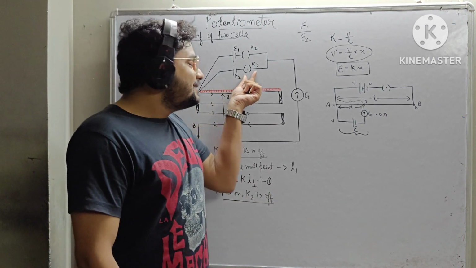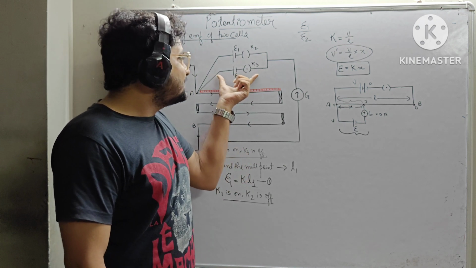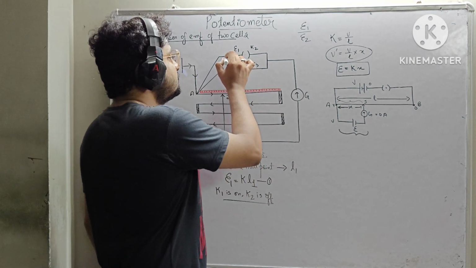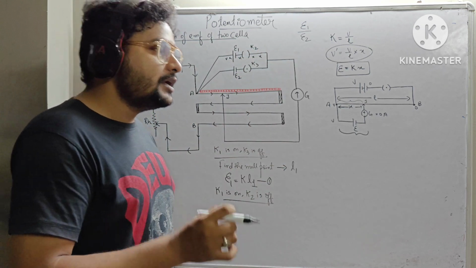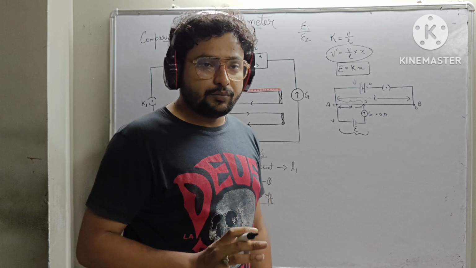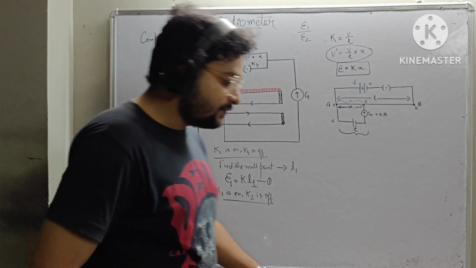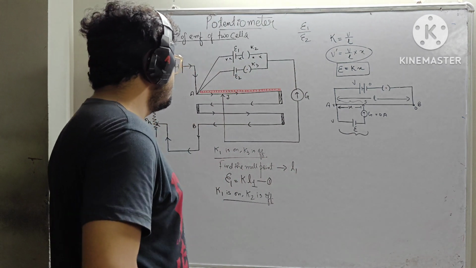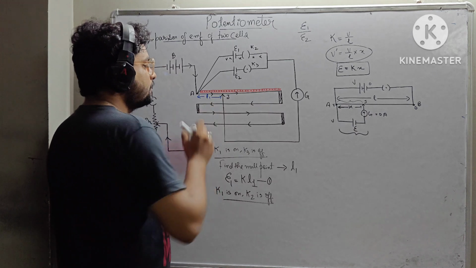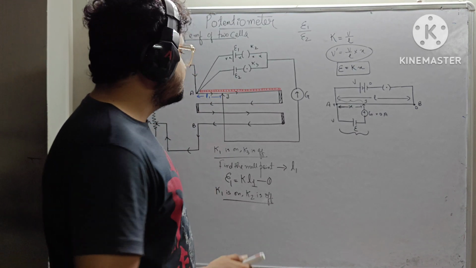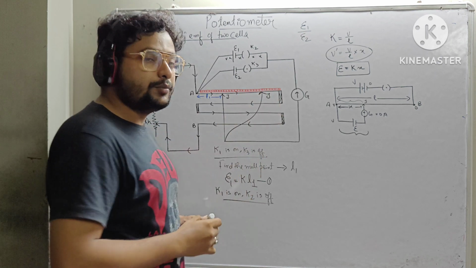If you are switching on this particular key, this cell is in use and no current is flowing through this branch. Now your task is again to find the null point. Suppose at the first instance you were getting the null point over here, at distance L1. In the second case, suppose you are getting the null point over here.